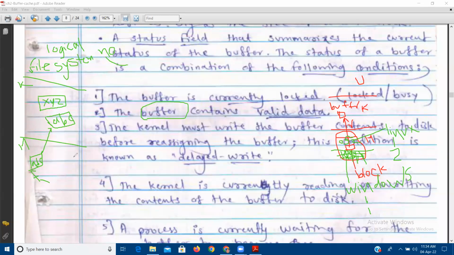So this is about whether the buffer contains valid data. Either the buffer may consist of valid data or invalid data. This is another status, the second status. Third status: the kernel must write buffer contents to disk before reassigning the buffer. This condition is known as delayed write. Listen carefully to understand the concept of delayed write.